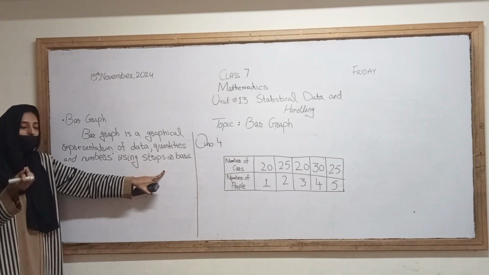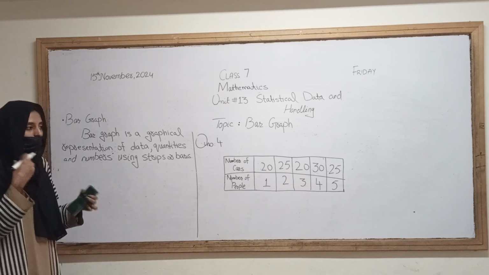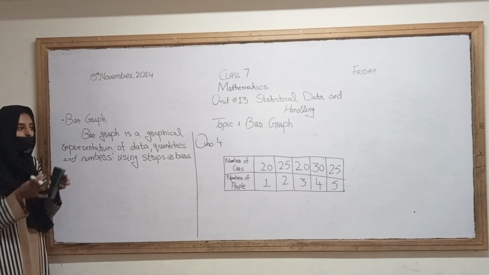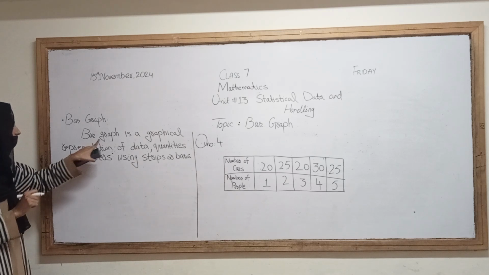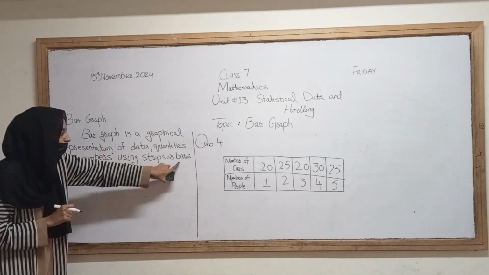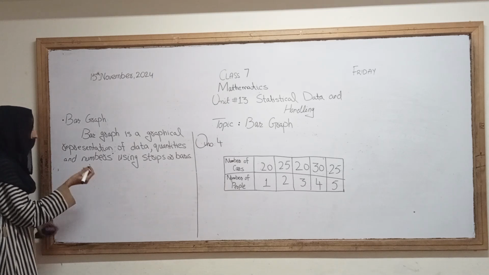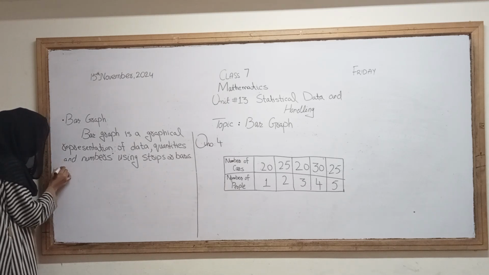Like a pie chart. A pie chart is also a representation of data using a circle which is divided into sectors. But in a bar graph we will draw the bars or strips. How will we draw the bar graph? Let's see it.